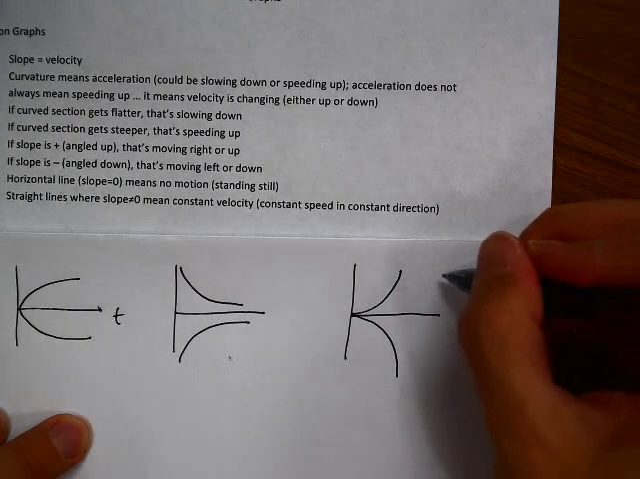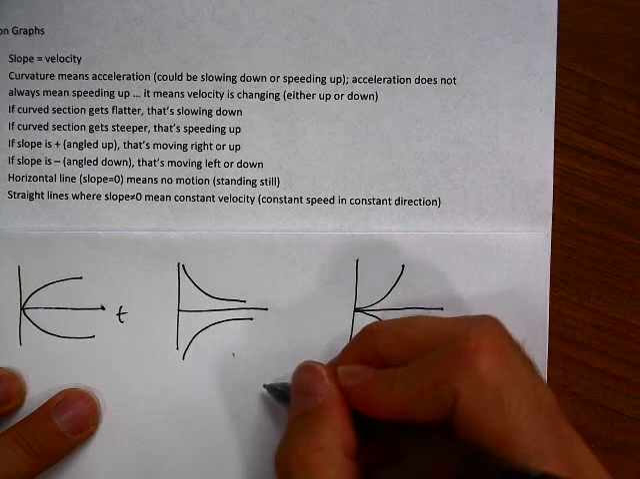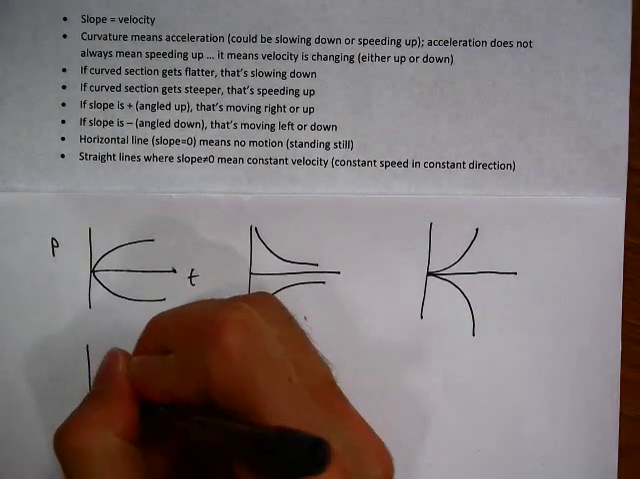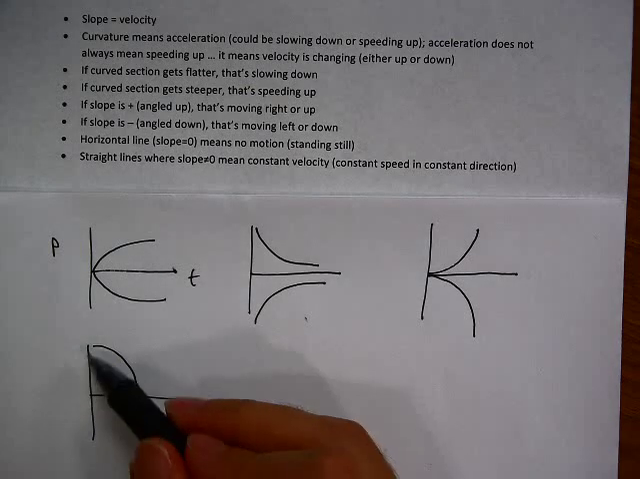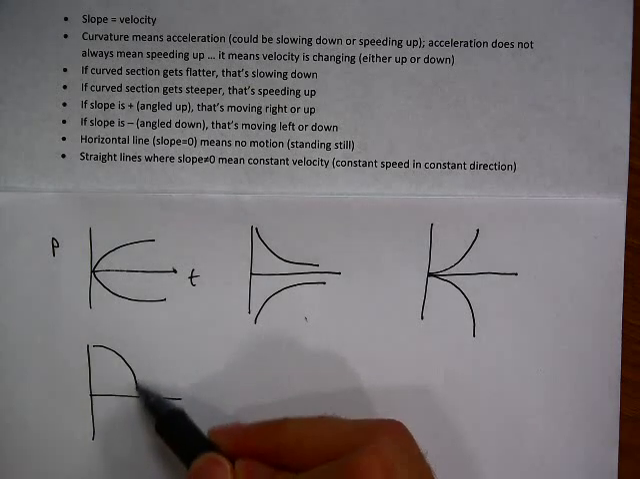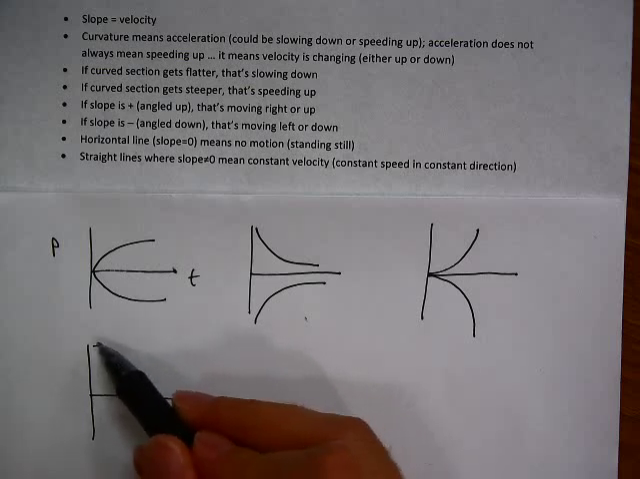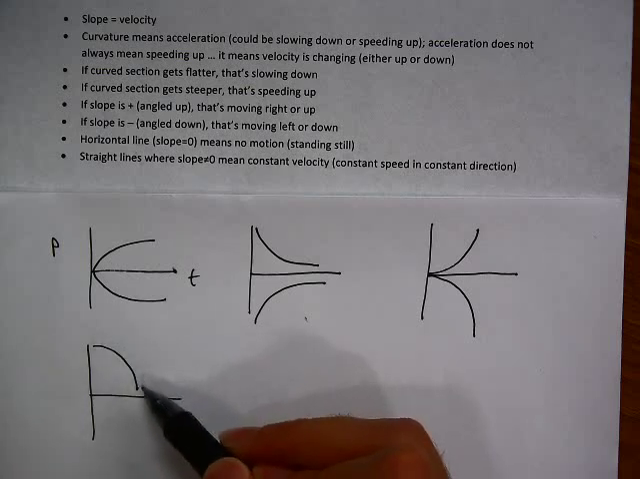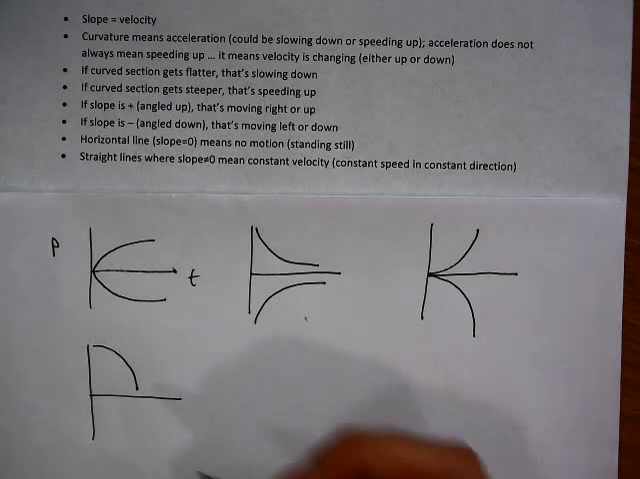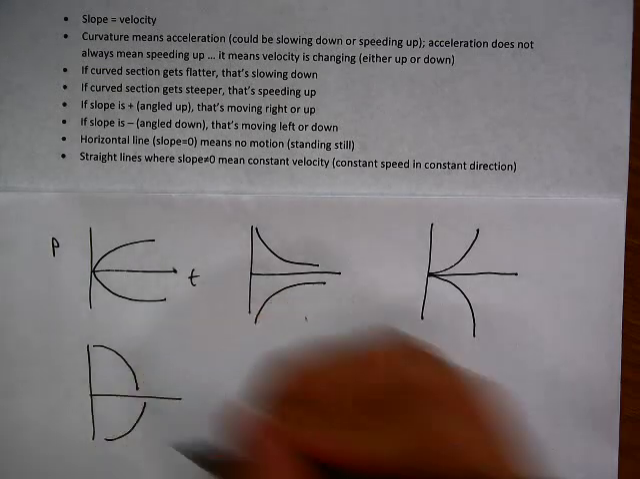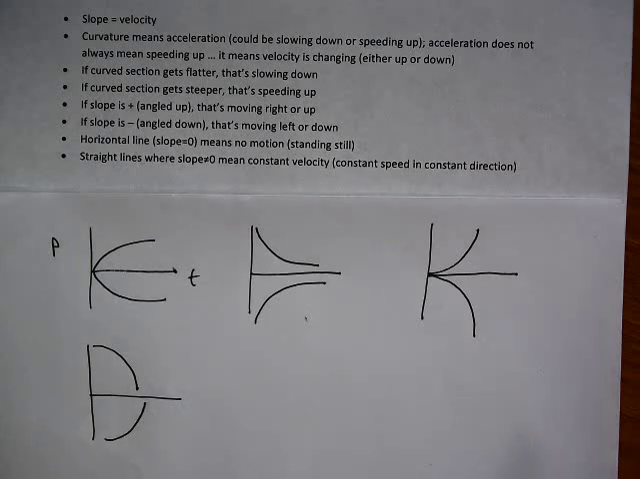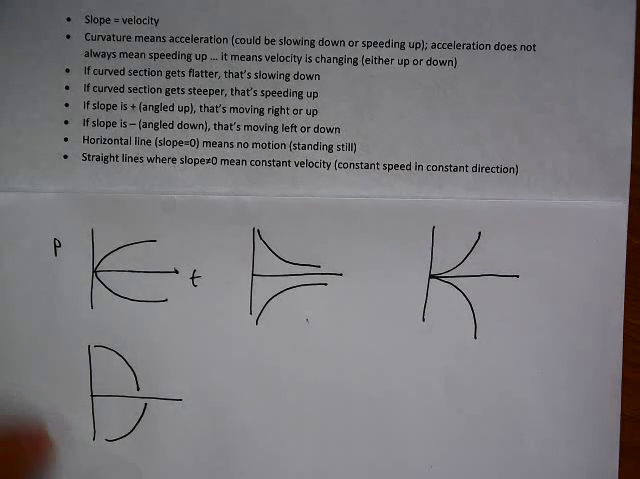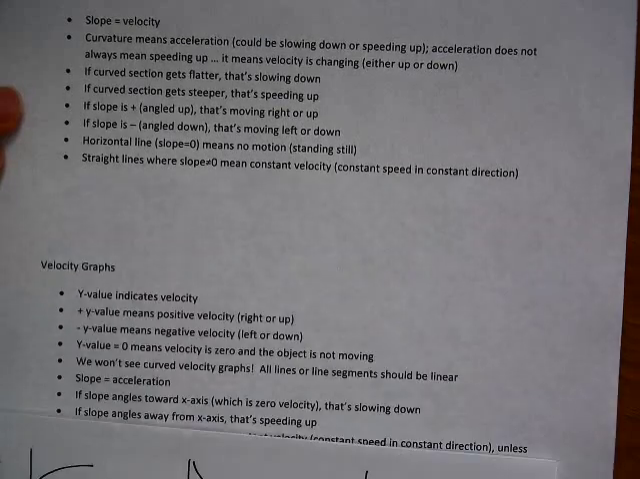I guess this would be speeding up as well. That's getting steeper. We start out kind of flat and we get steeper. Position is not changing very rapidly, and then it starts to change rapidly. So we're speeding up. Okay, and likewise down here. That is speeding up. Let's look at velocity graphs now.